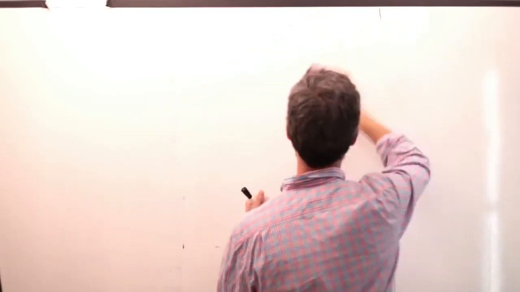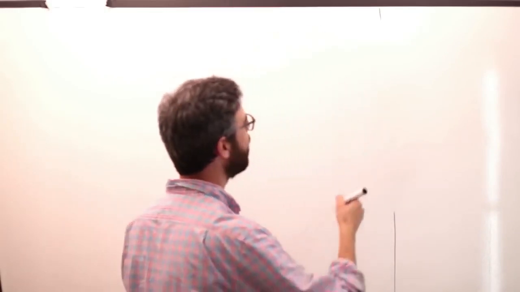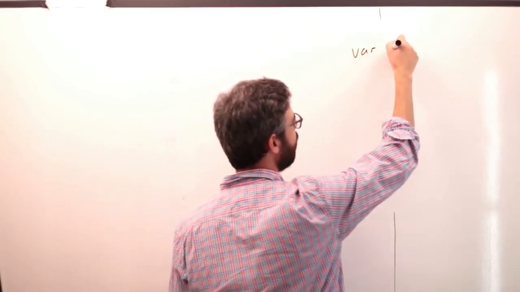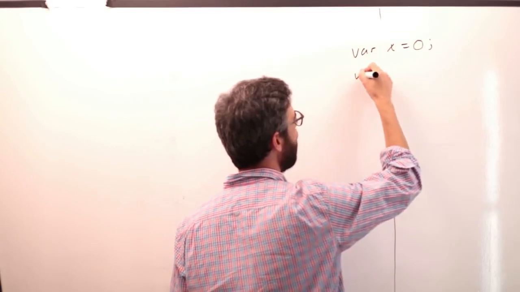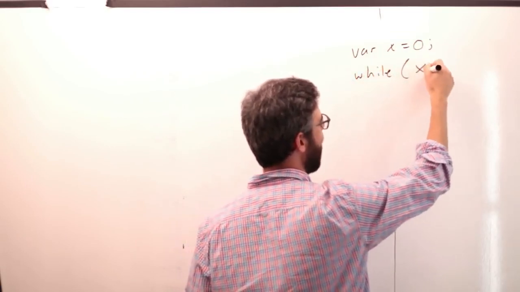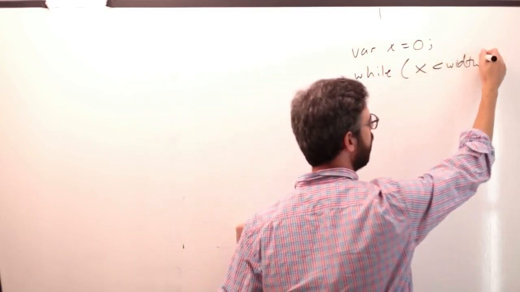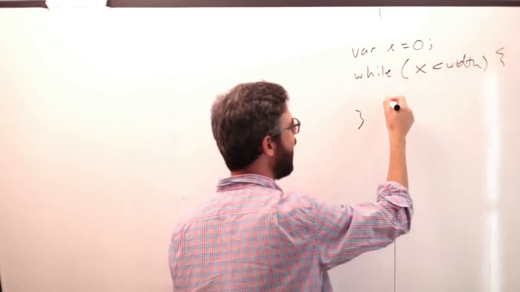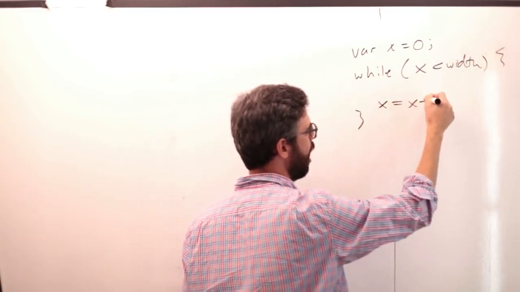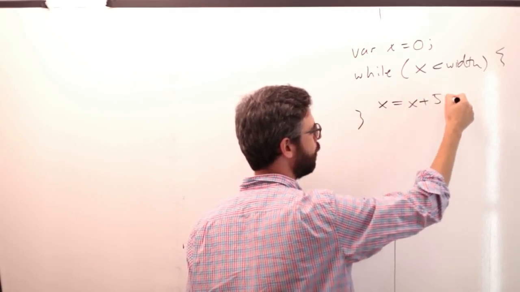Think to yourself about something. So I had 3 things. I had an initialization, var x equals 0. I have a Boolean test, is x less than width. And then at the end of the loop, I had an incrementation operation, x equals x plus 50.